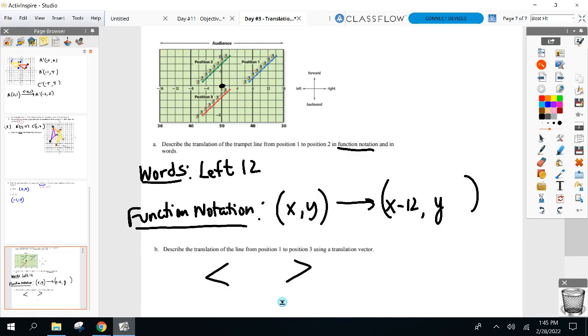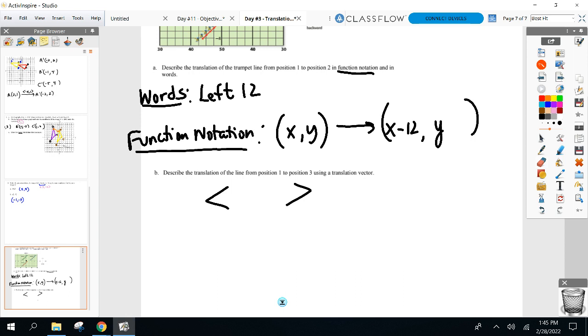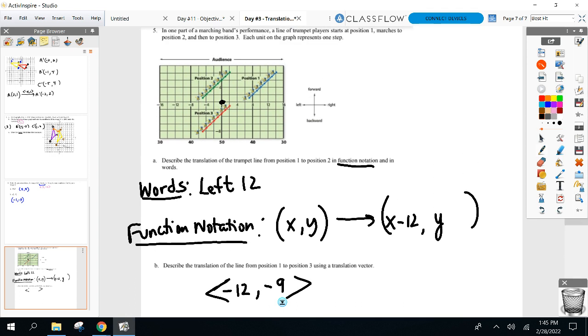Meg, got something here for me? Negative 12. Okay, hold on. Yep. I go left. No, you're fine. I'm just describing it to everyone else. I go left 12, so that's got to be negative 12. And then what should be my y coordinate? Down 9. So I represent that with minus 9. So left 12 units, down 9, represented as negative 12, negative 9.